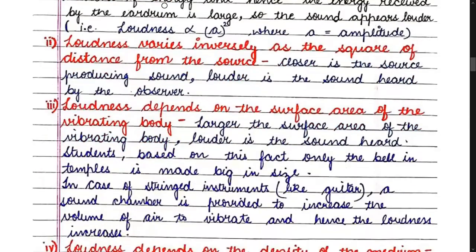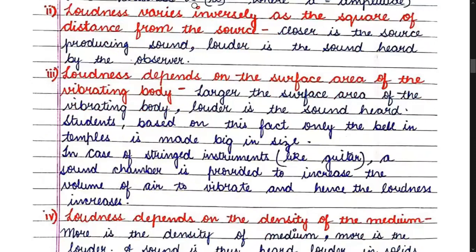Now, second factor is loudness varies inversely as the square of distance from the source. Now, it means that closer is the source producing the sound, louder is the sound heard by the observer or listener.